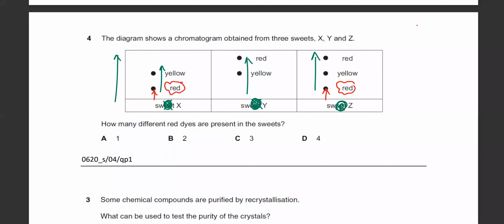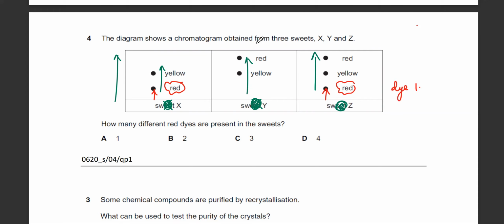Yes, sir. So if anyone has any questions, they can ask. Similarly, you have, so that's one type of dye. Let's call that dye one. Okay, so that's one type of red dye. Both of these red dyes are basically the same dye. They're traveling the same distance.